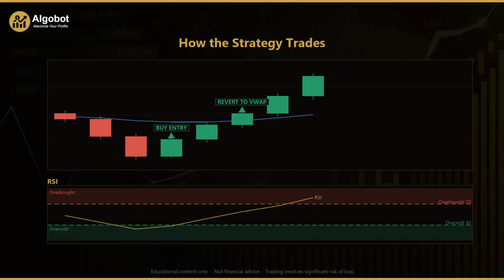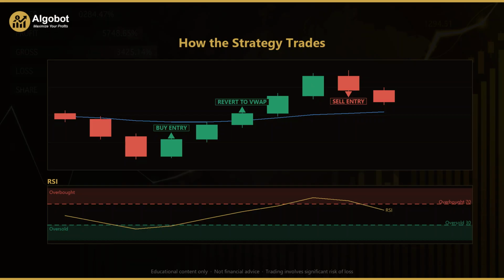From there, follow the move. Price lifts off the low and begins climbing back toward the VWAP line, exactly the mean reversion the strategy is built around. As price rises, the RSI climbs back toward the middle. When price reaches the VWAP line, you see the first take profit marker, labeled revert to VWAP. The strategy has captured the snapback to fair value and the long position is closed.